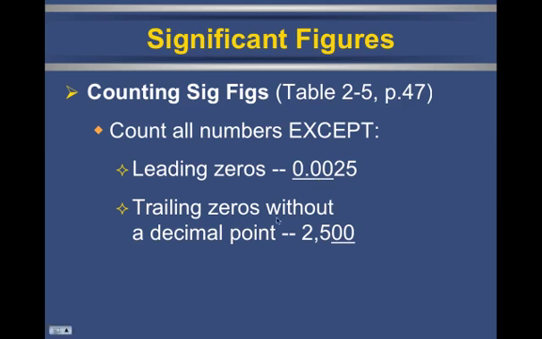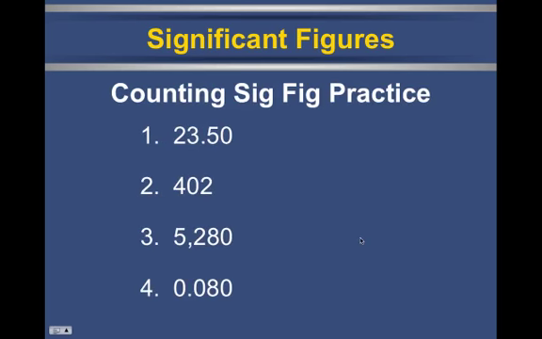The other type of zero that's not significant to us is a trailing zero without a decimal point. If they're at the end of the number, they're not significant to us. They are just placeholders. If a scientist does want to make that number significant, he would put a decimal point after it. Let's look at some examples.